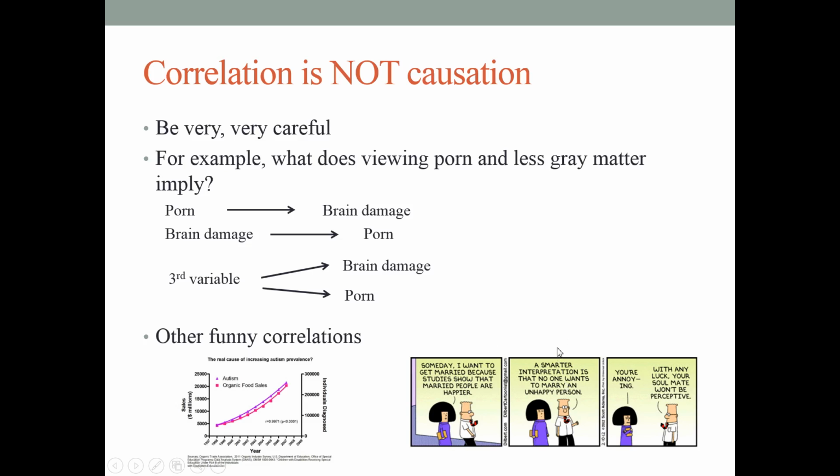Now, which one is true? We don't know. So she's not very happy. She says, you are annoying. And he said, with any luck, your soulmate won't be protected. Yeah, birds of a feather flock together. So if she gets married, her spouse probably is not as smart.